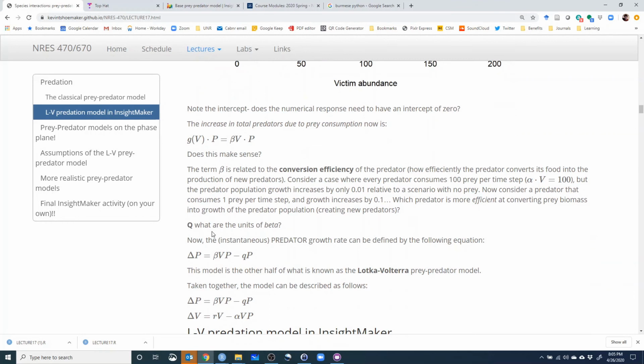The increase in the total predators due to prey consumption: all we have to do is take that numerical response, which is per capita or per predator, and multiply that by the total number of predators, and that gives you the total number of predators added to the population due to prey consumption. All right? So this whole term represents the number of new predators added to the population each year or time step due to the consumption of prey.